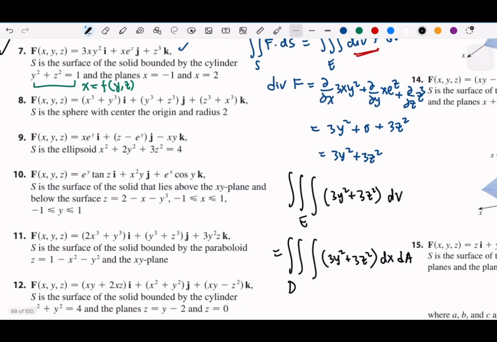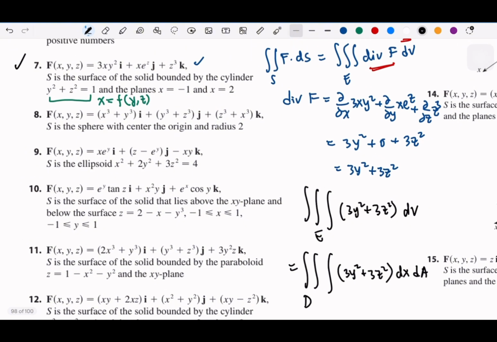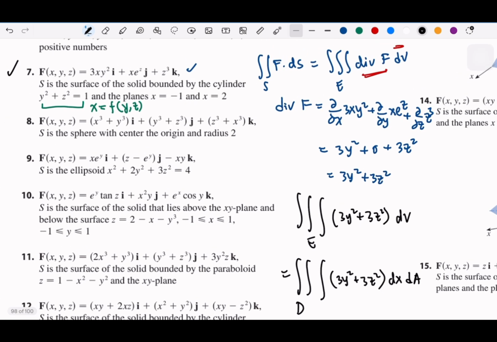So the x will be... Let me write here just to give you the picture. So z, x, y. Suppose this is 2, so this is negative 1. So we have something like that. So the radius is 1 for that.